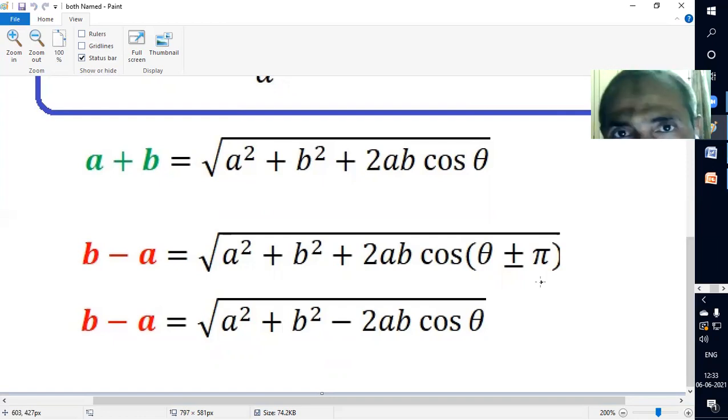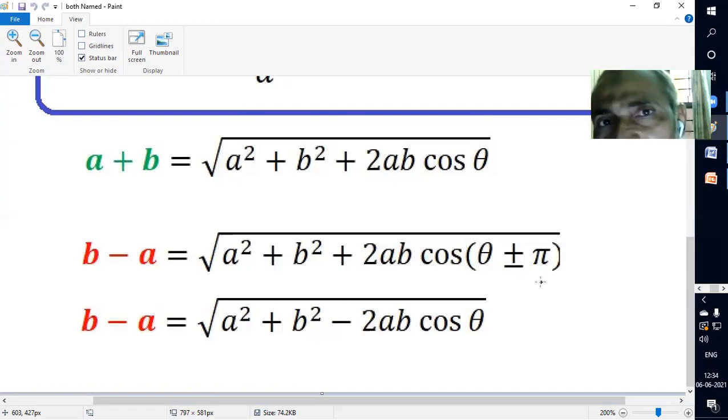So out of the three terms, the first term a square is not changing its symbol, because when you square any quantity, let it be positive or let it be negative, in either case you'll get the positive symbol. Therefore, you got the first term as a square. Next is b square. And the third quantity you have got negative because the symbol of a is changed from plus to minus. Therefore, you got the third place as minus 2ab cos theta. So in this way, you can write the magnitude of the difference of the two vectors. There is another analogy.